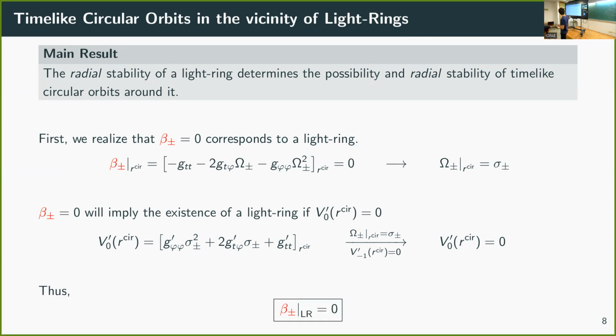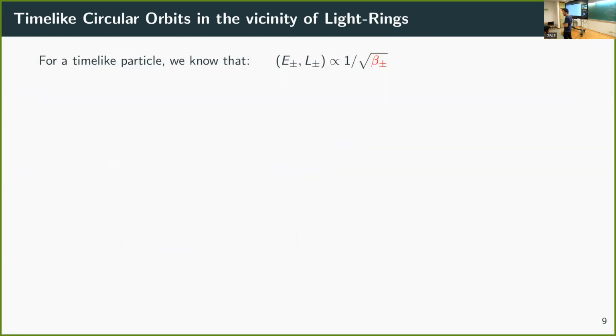This means that when beta is equal to 0, we are on a light ring. Now you may ask, why did I do this? Why do I try to find when beta is equal to 0? Well, this is important because if you go back, the energy and angular momentum of a time-like particle goes as 1 over the square root of beta. So the first thing you can see is that on a light ring, this diverges.